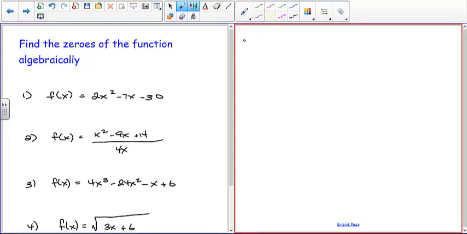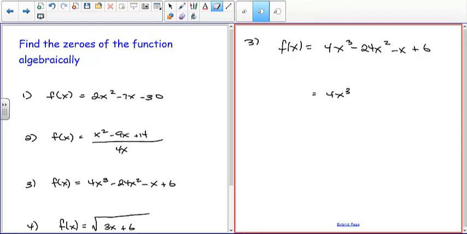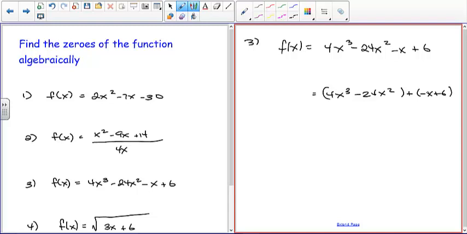Okay, the third one you might be intimidated by, but it's one of those that if you think about it, you might be able to figure it out. Notice that this number is 6 times that number, and this number is -6 times that number. So I think what you could do is take the first two terms and group those together, and take the last two terms and group those together.